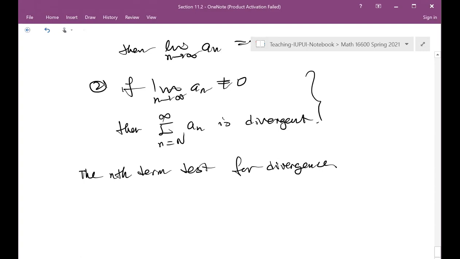But the common mistake made by students is that if they see the limit of the nth term approaches 0, then even without looking at any theorem in the book, they just jump to the conclusion that the series is convergent. And actually, it's wrong. So let's take a look at an example.